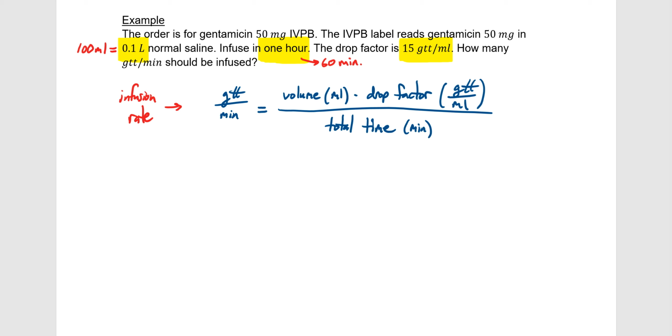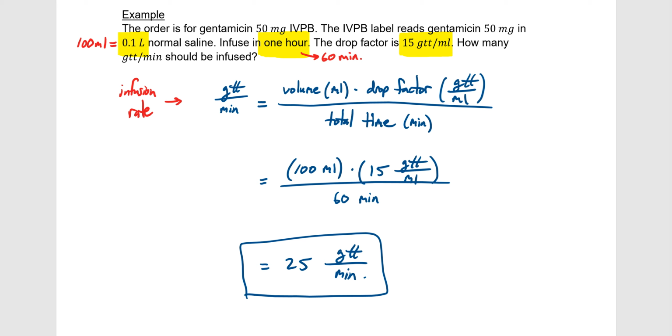Okay, so plugging in our values, we have 100 milliliters, 60 minutes, and 15 drops per milliliter. So plugging everything in, and let's calculate this. Running this through, we get 100 times 15 divided by 60. That gives us an infusion rate of 25 drops per minute.